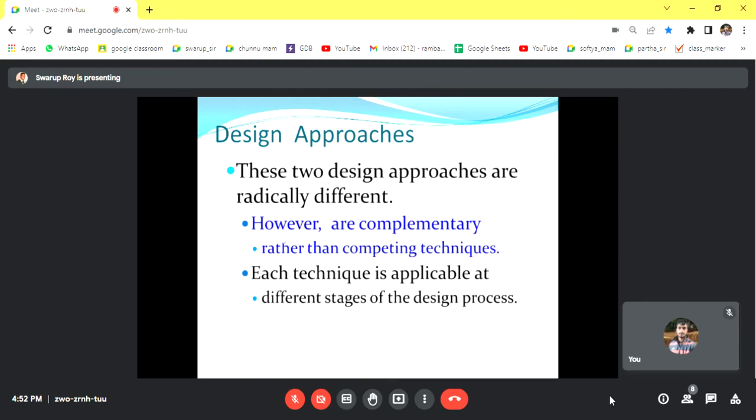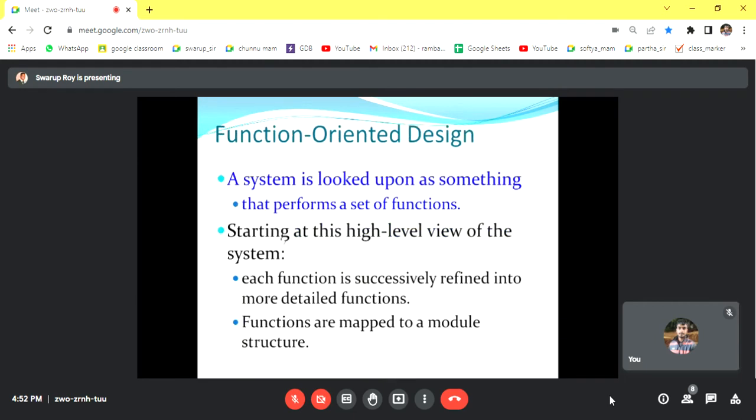Anyway, now let's go to function oriented design. We'll discuss this later on, but I'd just like to introduce what function oriented design is, what object oriented design is, and what the difference is between function oriented design and object oriented design. Okay, so in case of function oriented design, as the name suggests, they are concentrating more on the functions. The main purpose is what the functions are.